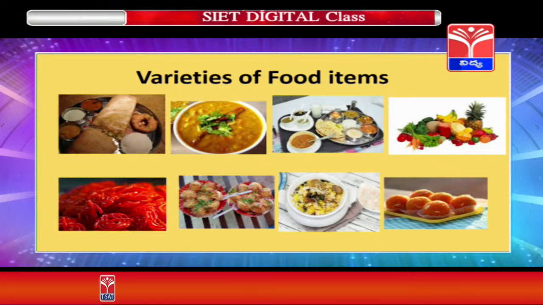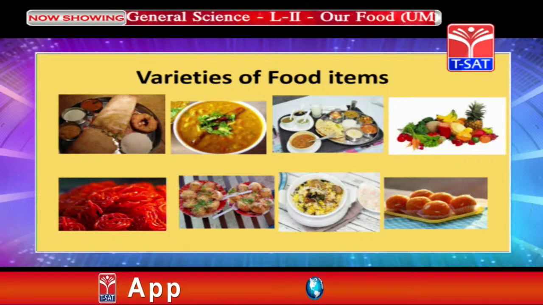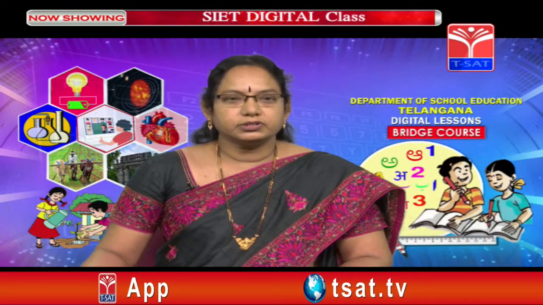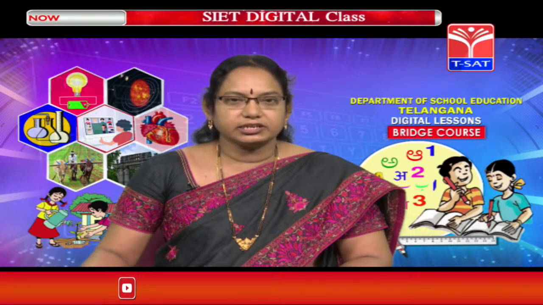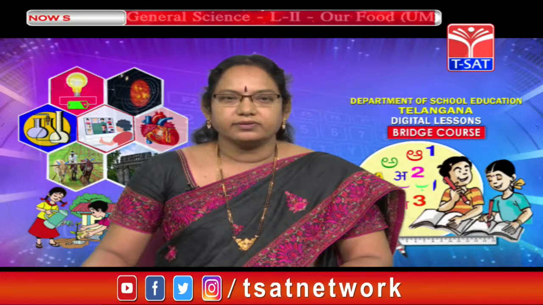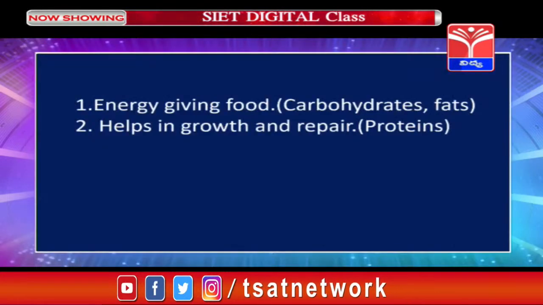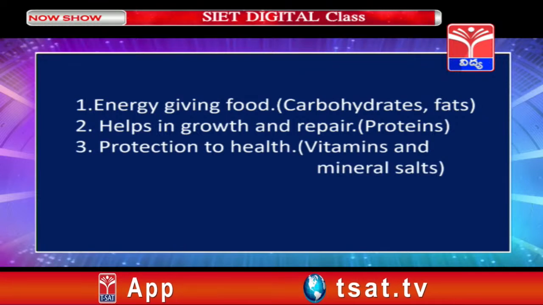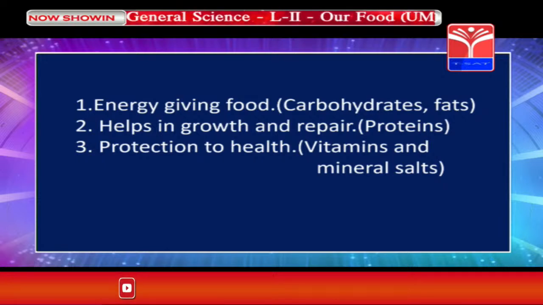So, based on the components present in the food items, foods can be classified into three groups. Foods that give energy, that is energy giving food. These contain components, carbohydrates, fats. Second is foods that help in growth and repair of the body. These contain components, proteins. Third is foods that give protection to health. These contain vitamins and mineral salts.